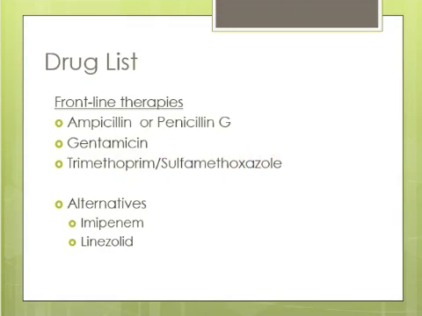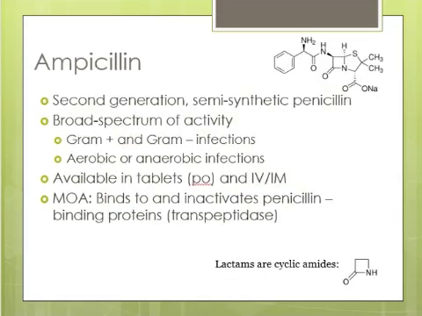Okay, so let's start with ampicillin. So ampicillin is a penicillin molecule. It's a second generation semi-synthetic penicillin. Okay, and so this is obviously laboratory derived, and so they take the original penicillin molecule and they add methyl groups and so forth, and they basically change the chemical structure.